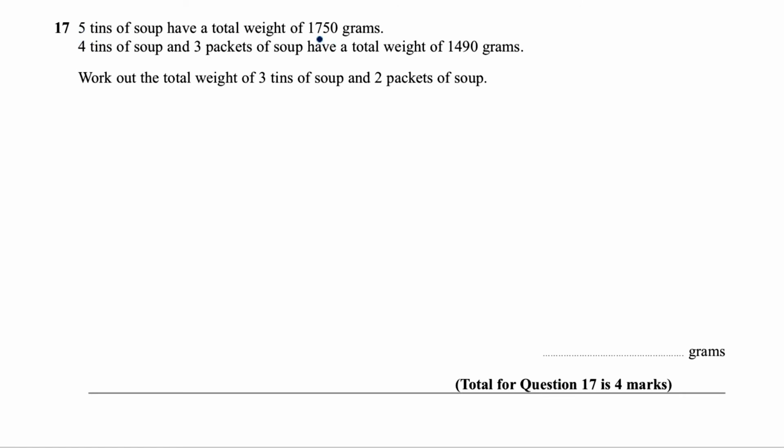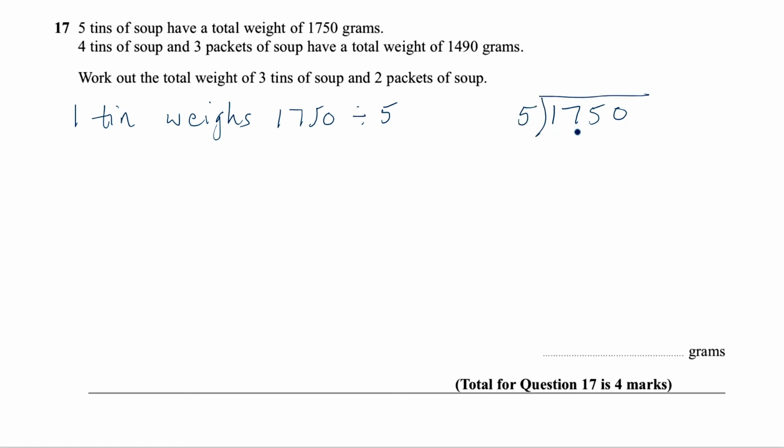5 tins of soup have a total weight of 1,750 grams, so 1 tin of soup weighs 1,750 divided by 5. So let's do that. 1,750 divided by 5. 5 into 1 won't go. 5 into 17 goes 3 times. 3 5s are 15, so we've got 2 left over. 5 into 25 goes 5 times. So that's 3, 5, and then a 0 there, because 5 into 0 is 0. So 1 tin of soup weighs 350 grams.